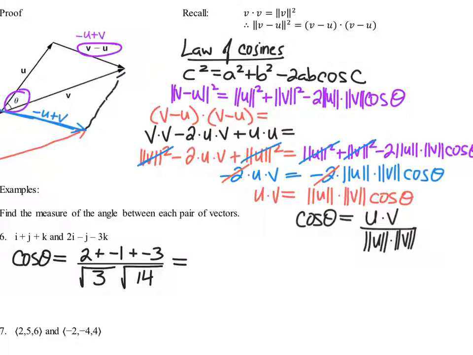4 plus 1 plus 9. Squares. So -2 on top, and then what is that, root 42 on the bottom? So to figure out my angle, theta would be equal to the inverse cosine of -2 over the root of 42.